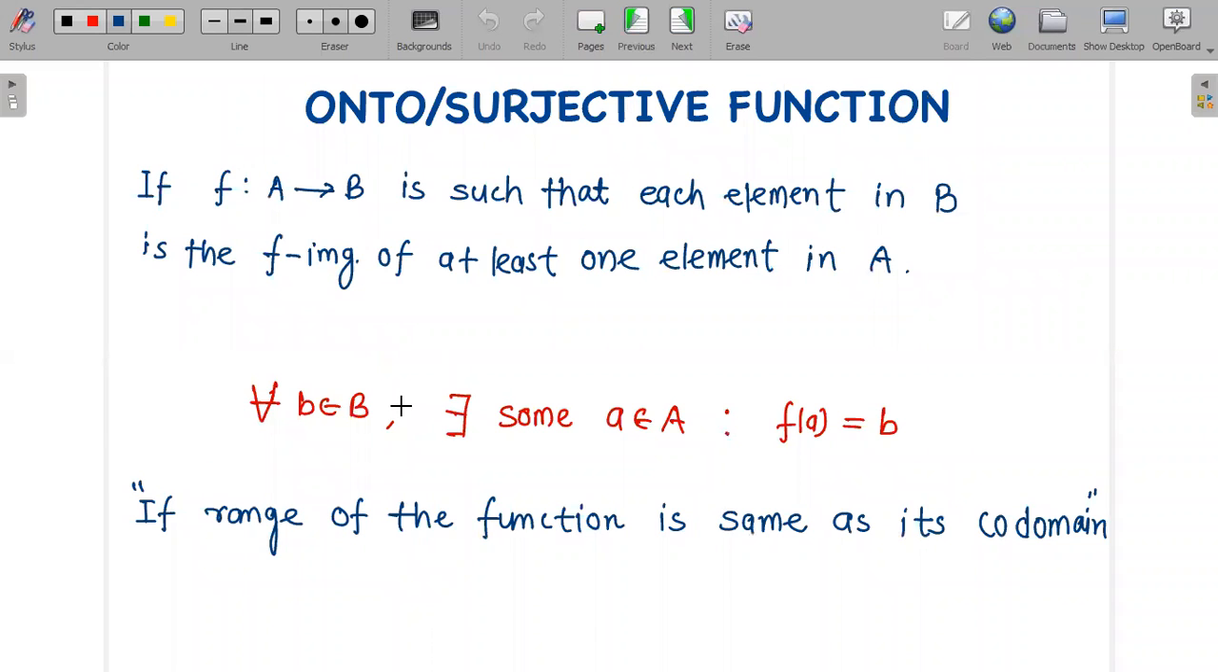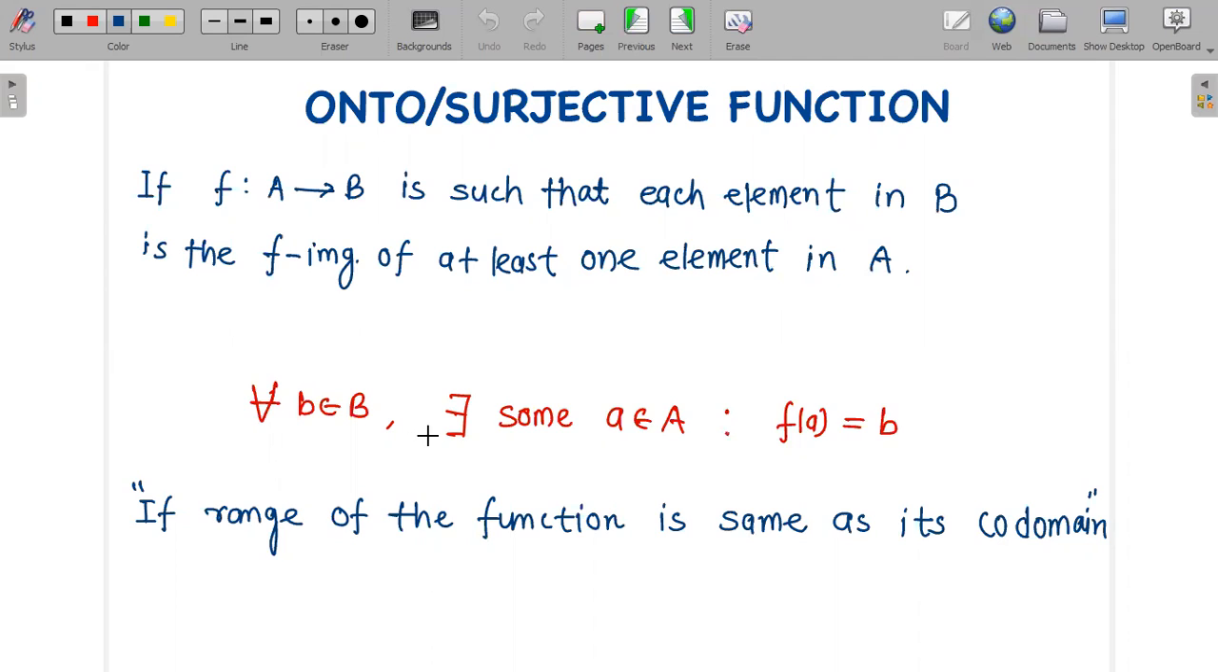See, if I want to define onto formally, then this function is defined from a non-empty set A to a non-empty set B, such that every element in B is the f image of at least one element in A. That means there will not be any single element in set B which is not the f image of any element of set A. Since we know it is a function, every element of set A will participate there.